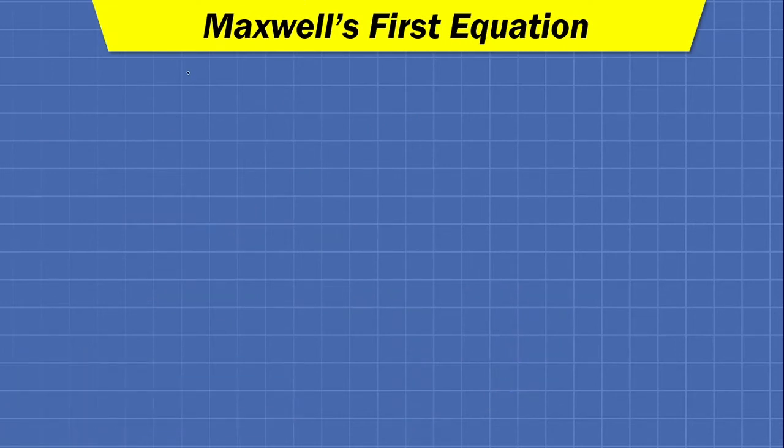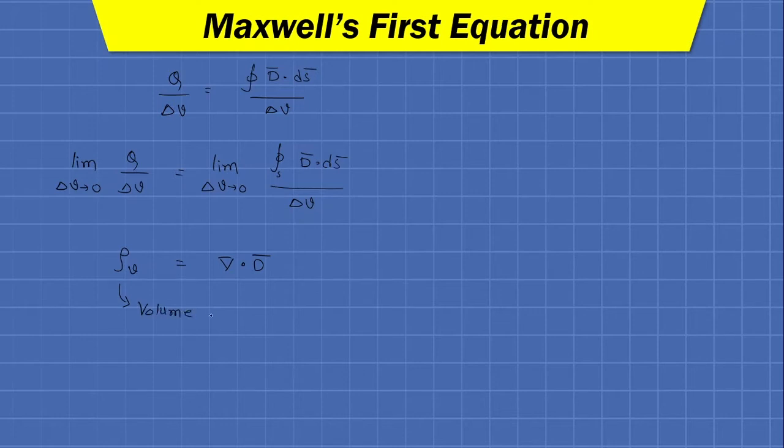So we got an equation in the form of Q upon delta V equals the closed surface integration of D bar dot dS bar divided by delta V. Now if we put the limit delta V tends to 0, that is our small volume is shrinking to 0 on the left hand side as well as the right hand side, then the closed surface integration of D bar dot dS bar, which is nothing but the outflow flux, on the right hand side is nothing but the divergence of D bar, and the left hand side term can be written as rho v, that is the volume charge density at that particular point.